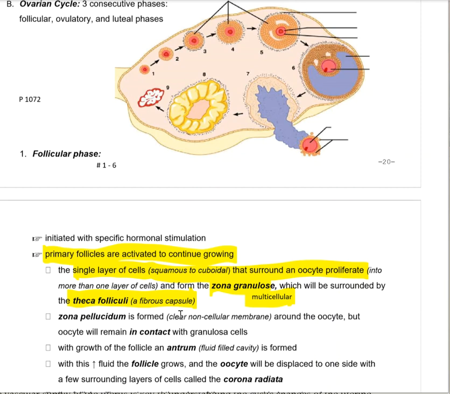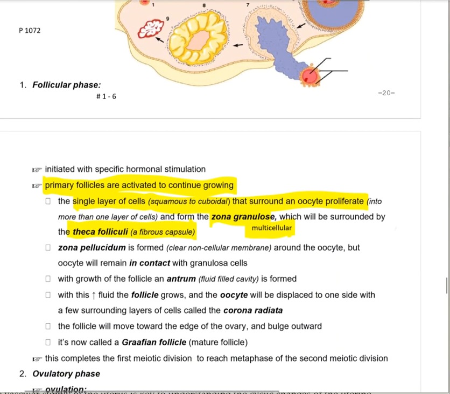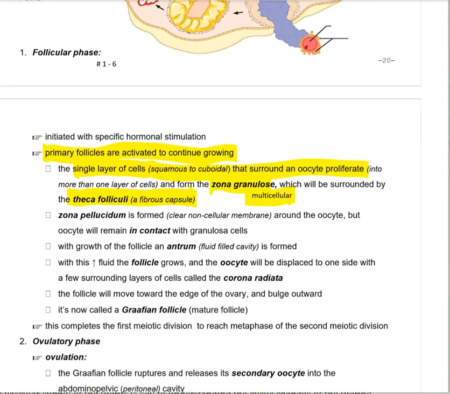The zona pellucida, which is this clear non-cellular membrane, is around the oocyte. You can kind of see that there and up above. But it's still the oocyte, even though there's that little layer around it, is right next to the granulosa cells. The follicular cells are turning into granulosa cells, and that's fine.